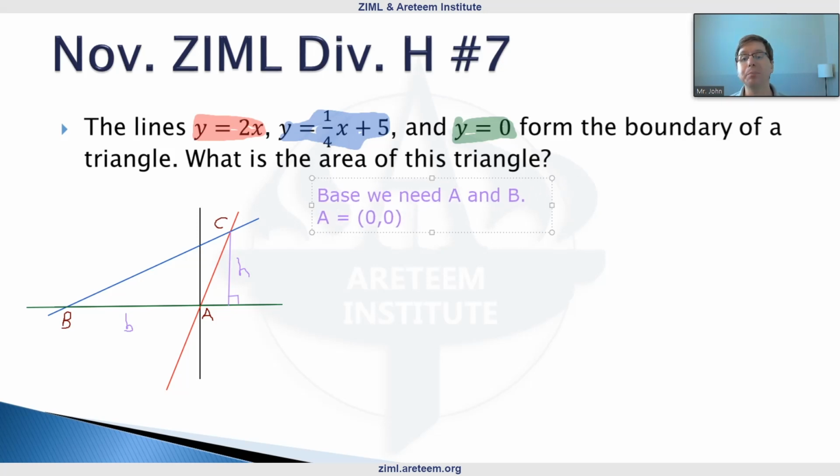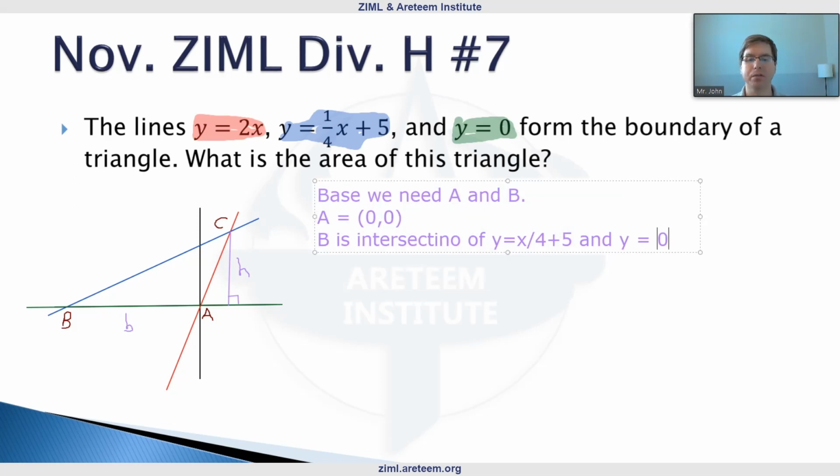How do we find B, right? B is the intersection of y equals x over 4 plus 5 and y equals 0, right? So now we have our blue line and still our green line. So when y equals 0, we have x over 4 plus 5 is 0, right? So we can solve for x, and B is -20, 0 as well. So that's what we have for our point B.